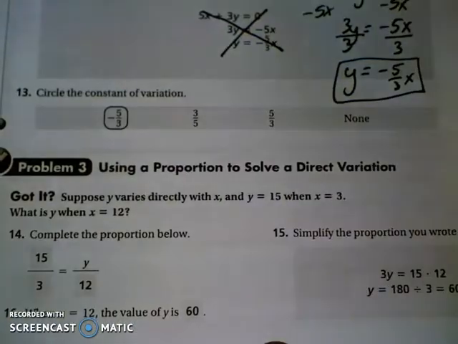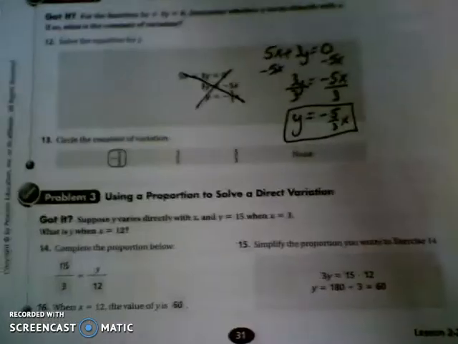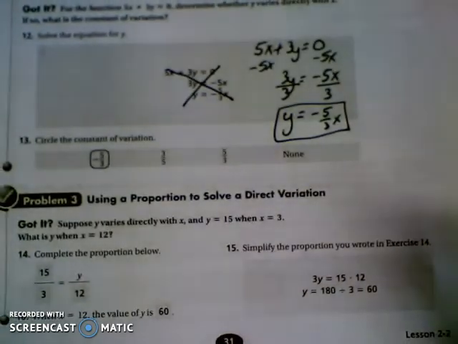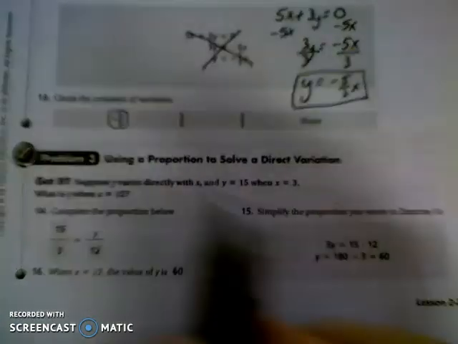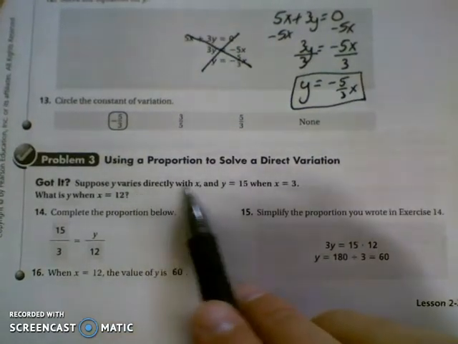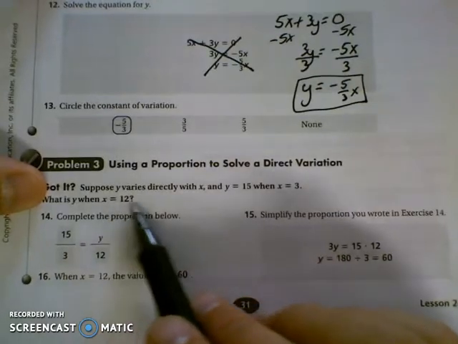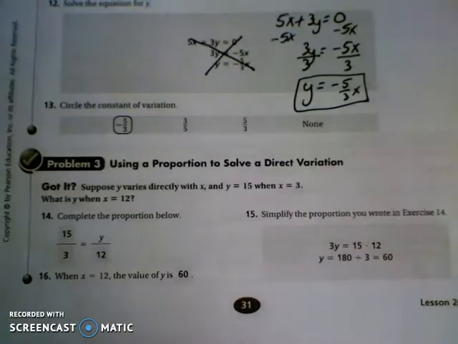Number 3. Let me try to zoom this out a little bit here. There we go. Using a proportion to solve a direct variation. So suppose y varies directly with x and y equals 15 and x equals 3. What is y when x is 12? And these are the tricky ones. We got to use our formulas.